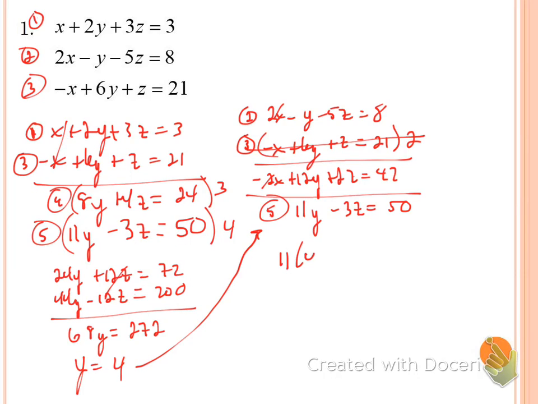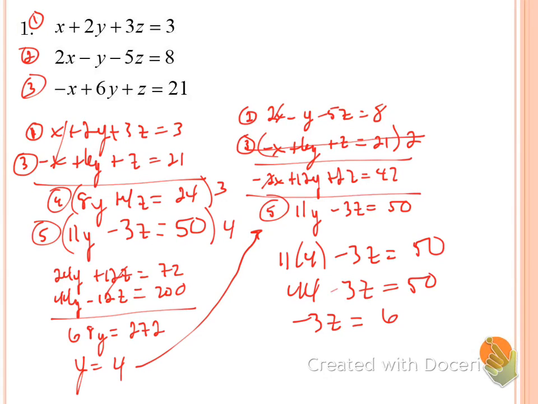So we go 11 times 4 minus 3z equals 50. And now we're just solving. Subtract 44 from both sides. Make sure to bring that minus sign down as a negative on the 3. Divide by negative 3, and z is negative 2. Now that I know two variables, I'm going to substitute this in for an equation that's got 3 variables in it, so I can solve for x.